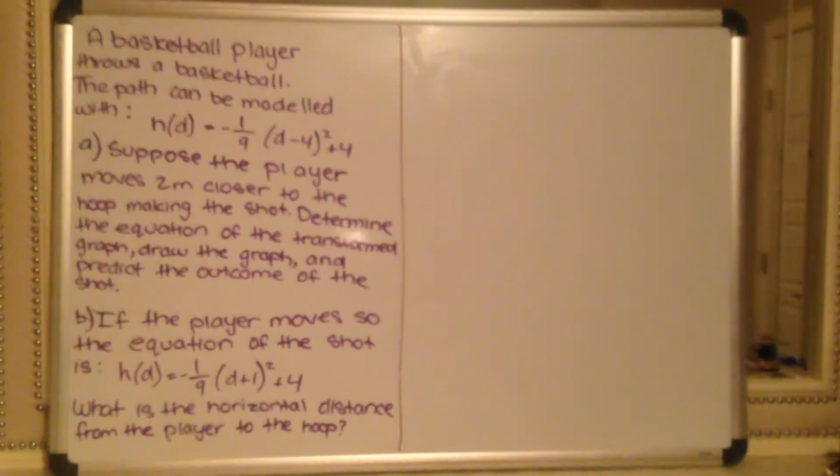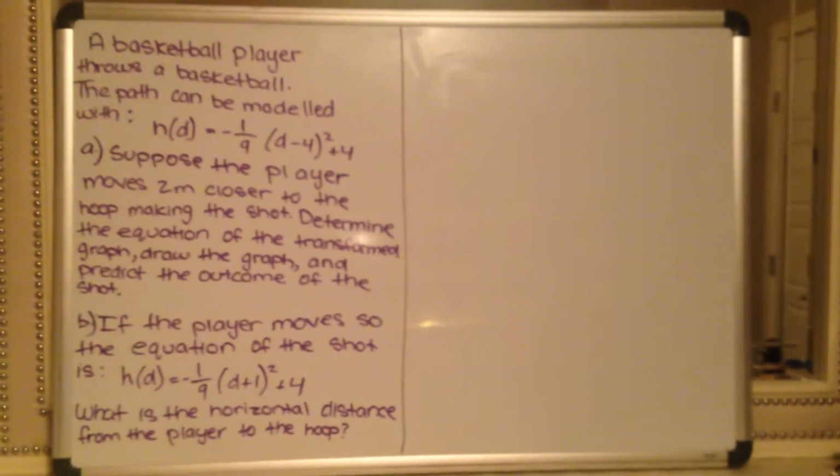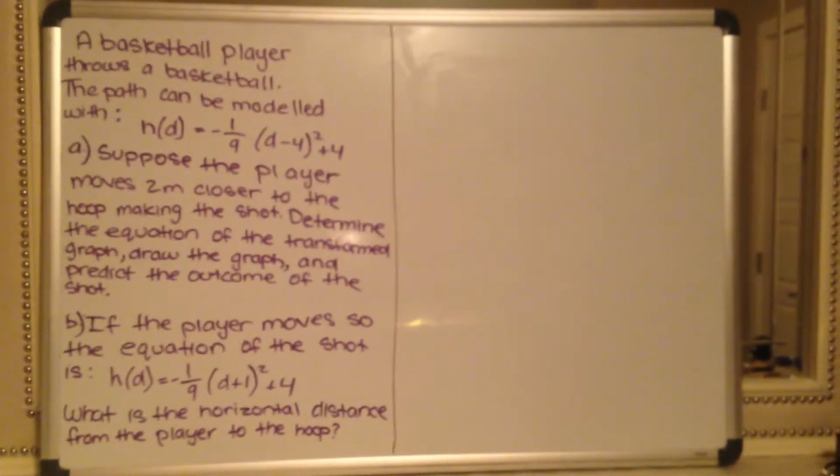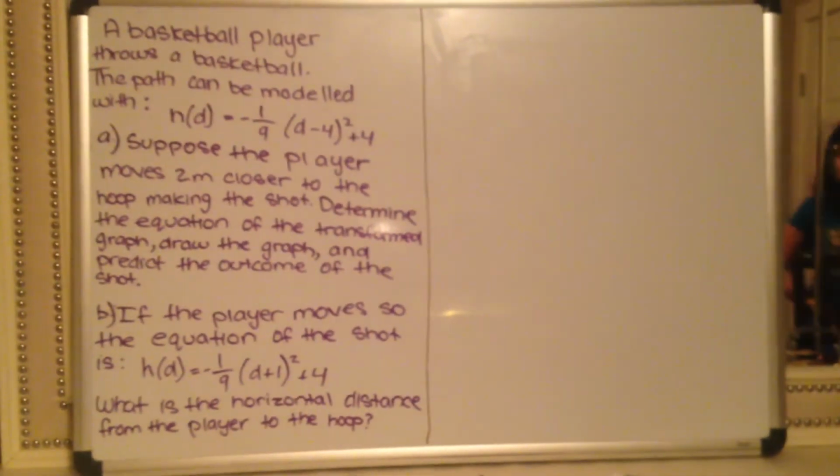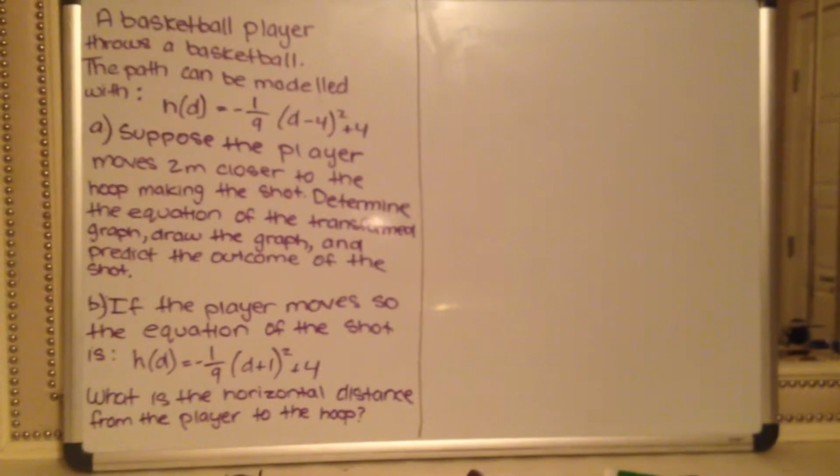A basketball player throws a basketball. The path can be modeled with h of d equals negative 1/9 (d minus 4) squared plus 4. Suppose the player moves 2 meters closer to the hoop before making the shot. Determine the equation of the transformed graph, draw the graph, and predict the outcome of the shot.